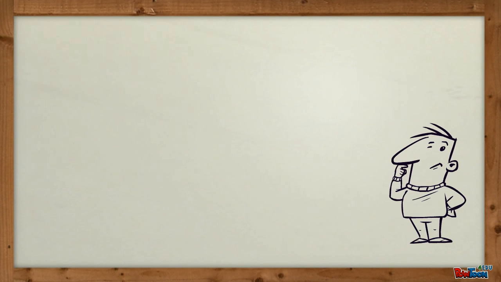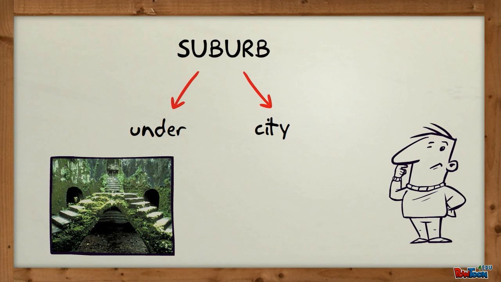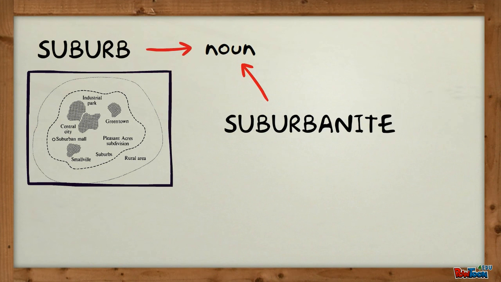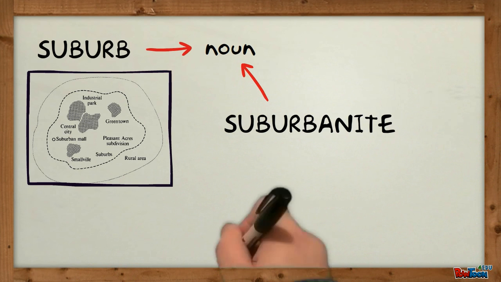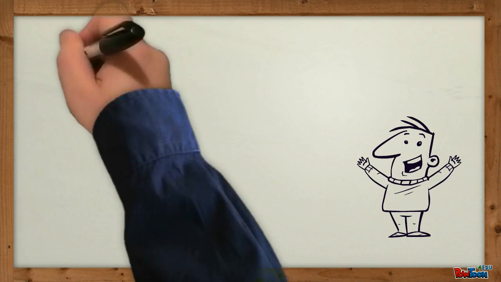Back to sub. Another word is suburb. Sub means under again, and urb means city, but a suburb isn't really under a city. Such a place would be subterranean. Instead, suburb means a town near a city's border. That's a noun. And so is suburbanite, a person who lives in a suburb. But the adjective is suburban, which means having to do with a suburb, like a suburban pizza place.